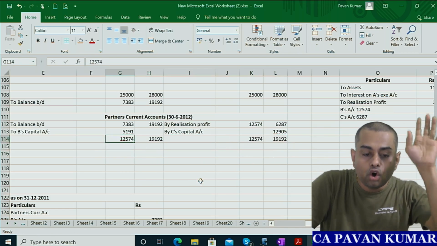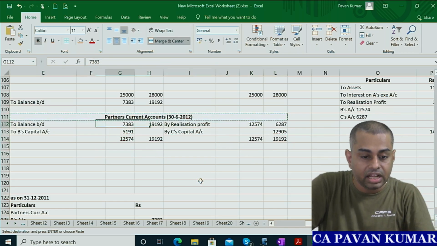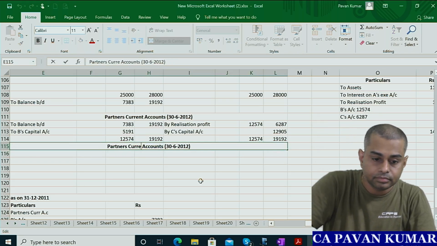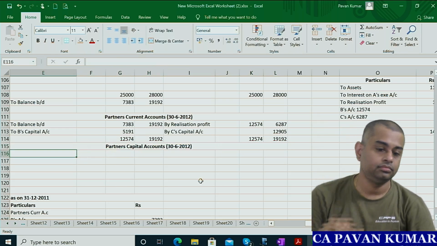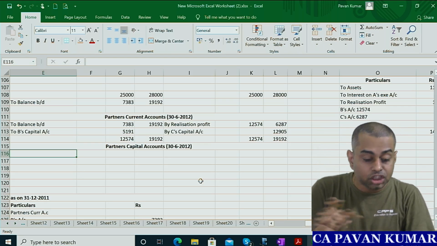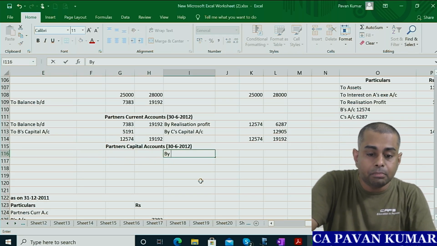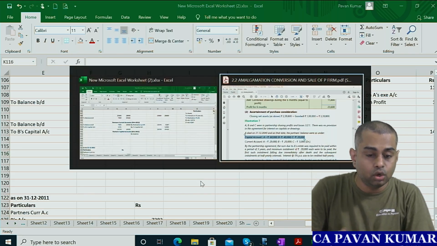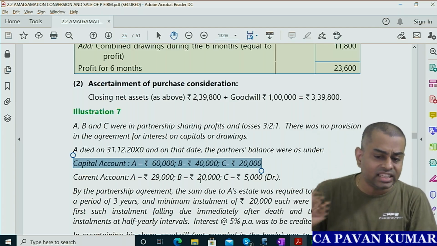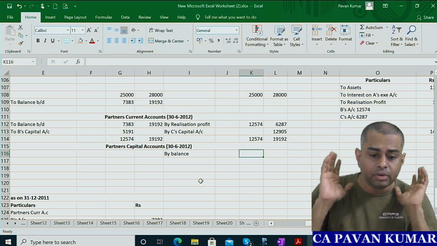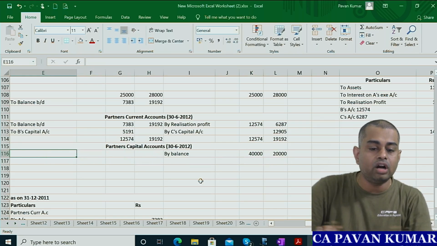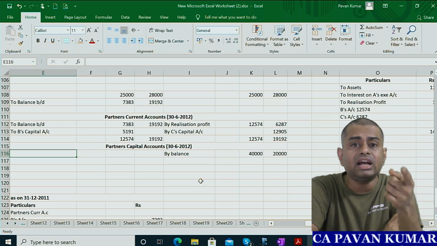Now the ultimate closing ceremony is the partners' capital accounts. Here you will come to know whether you are doing the problem right or wrong. So in the partners' capital accounts, you will start with the balance. There are no adjustments; till now we did not adjust anything in the capital account. So we'll take the same as it is, 40,000 and 20,000. So tell me what next? Transfer from current account to capital account.